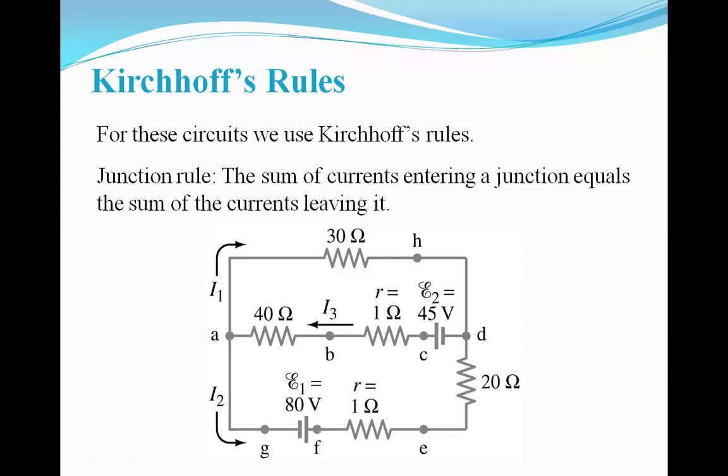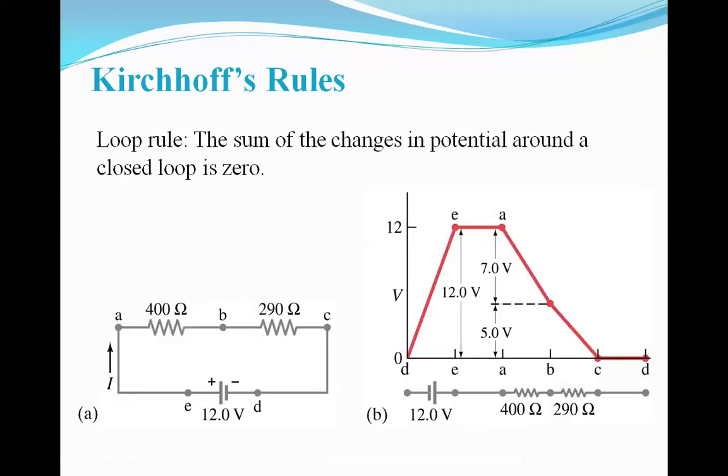So the summation of all the currents at a junction being equal to 0 is nothing but the junction law. What is the loop law? The sum of changes in potential around a closed loop is equal to 0. It means the summation of the product of current and resistance should be equal to 0.